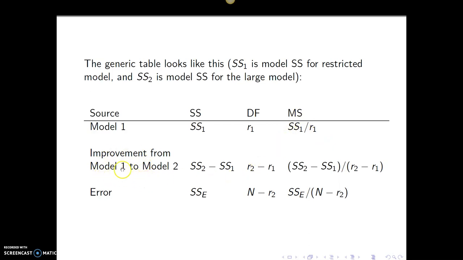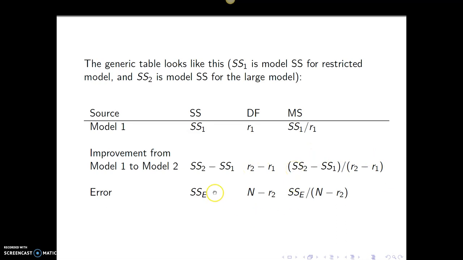So this is just an estimate of model-based heterogeneity or variation. Then we have that improvement from model 1 up to model 2. Model 2 is the large model. Model 1 is the restricted. So there's going to be a difference. Remember, with the large model, we'll have a greater value, or perhaps equivalent, but most likely greater, for this sum of squares than this. So this will be a positive number here, or perhaps 0 in the case that they're exactly identical.